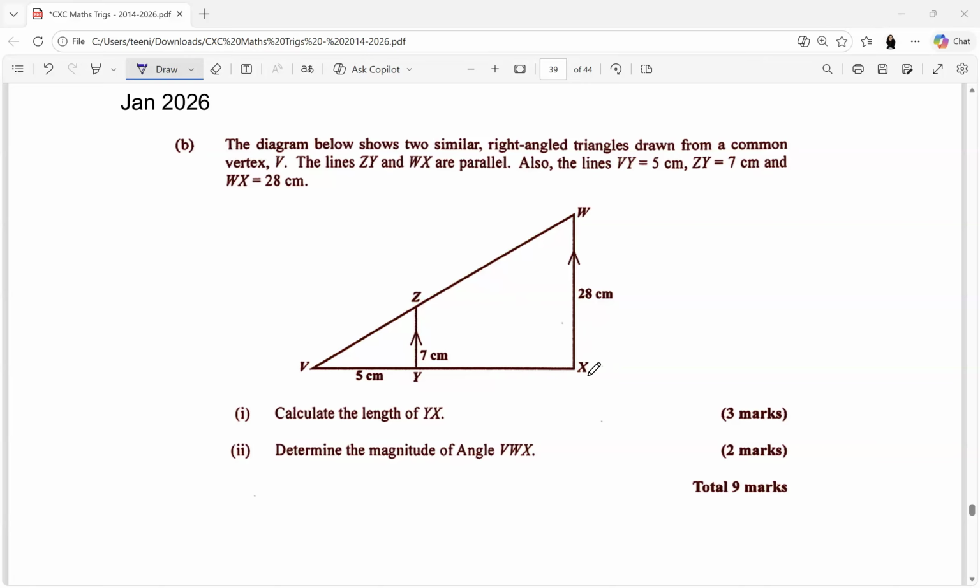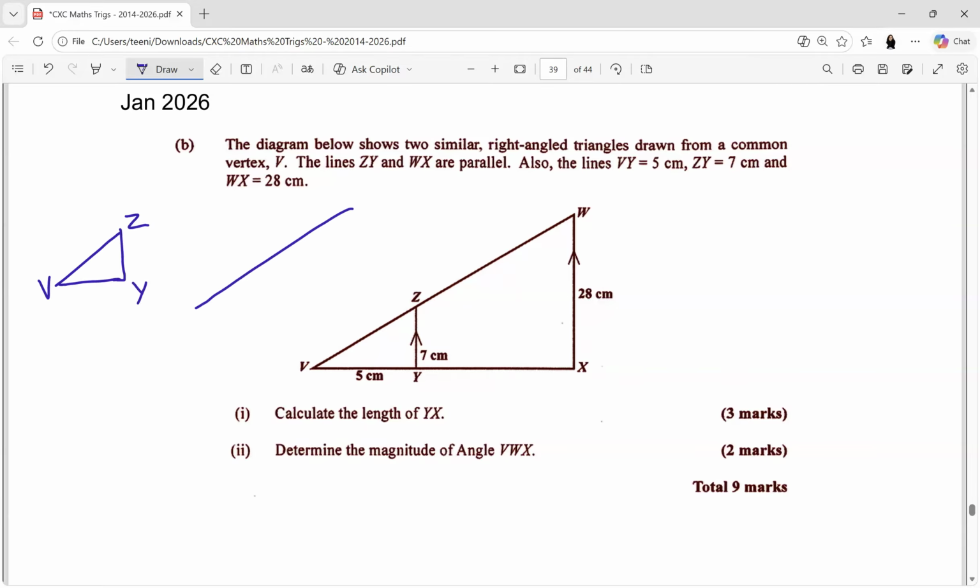So if I draw them separately, which helps sometimes, so don't be shy when you're doing your question. Draw your diagrams, right? This is V, Z, Y. And then you have the bigger one, which is V, W, X. This side is 7 centimeters, and this side is 5 centimeters. And this side is 28 centimeters. So it means that this side will actually be 5 times 4, which is 20 centimeters, because VWX is basically 4 times the size of VZY.